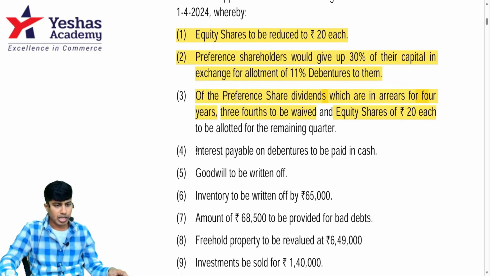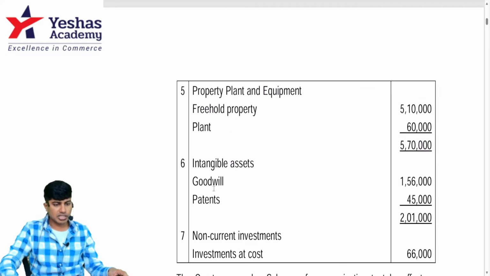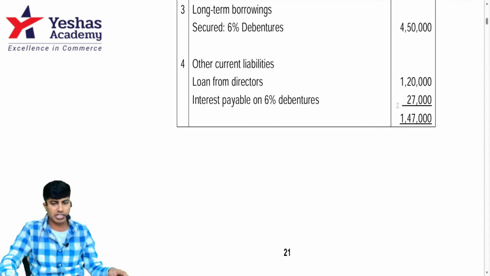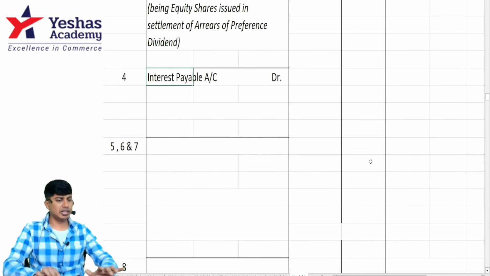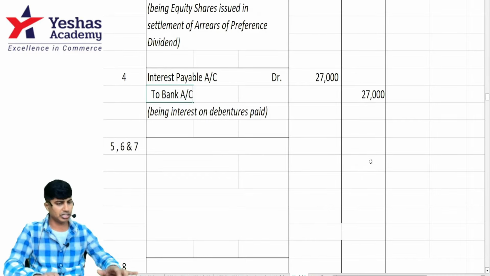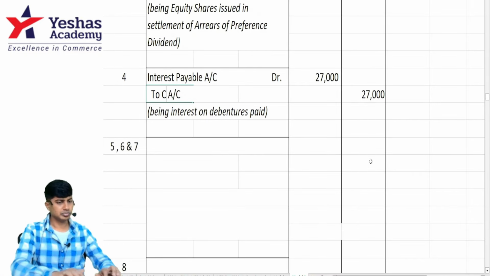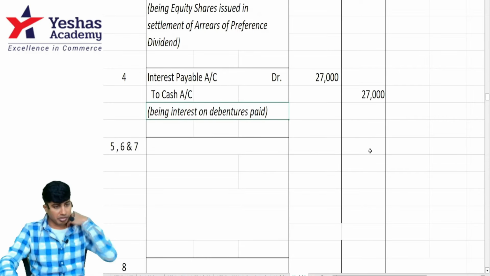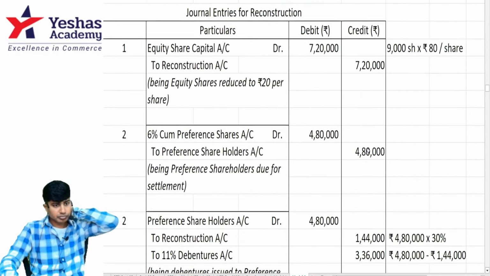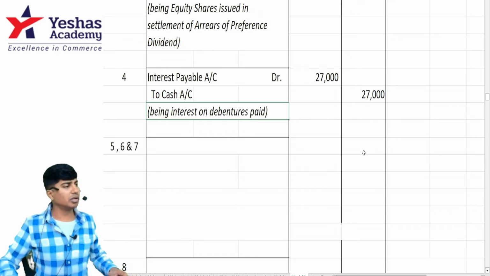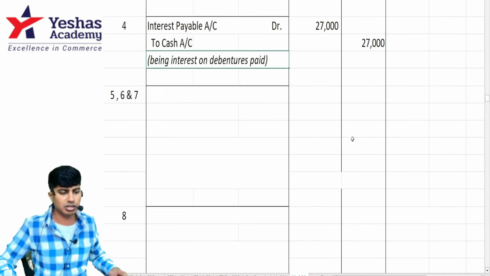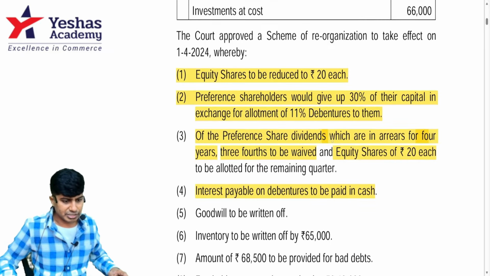Fourth one. Interest payable on debentures is to be paid in cash. Okay. How much is interest payable? Interest payable 27,000. If you pay it by cash, interest payable account debit to cash account 27,000. You want me to write cash? Okay. Everywhere we've written cash, we'll write cash. Interest payable account debit to cash 27,000. Then come to the next adjustment.